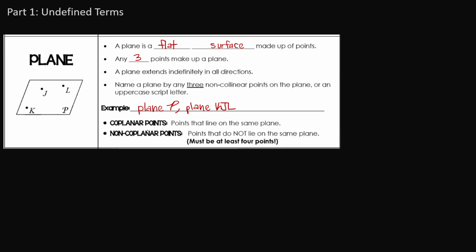Coplanar points are points that lie on the same plane. Non-coplanar points do not lie on the same plane, so at least 4 points. Here's an example of non-coplanar points. Let's say I have point M. Notice how point M, spatially it's hard to see, but point M is below this plane. So K, J, L, and M are non-collinear points. Or sorry, non-coplanar points. Let me adjust here.